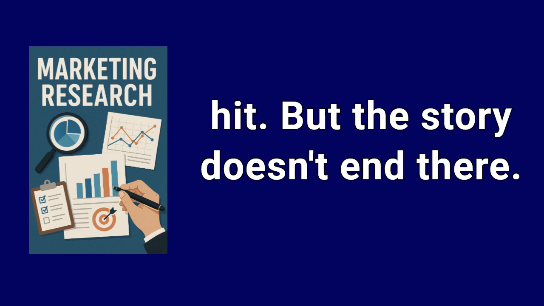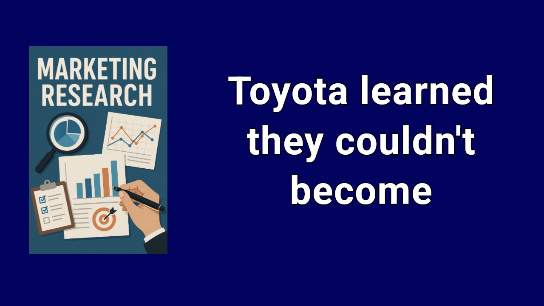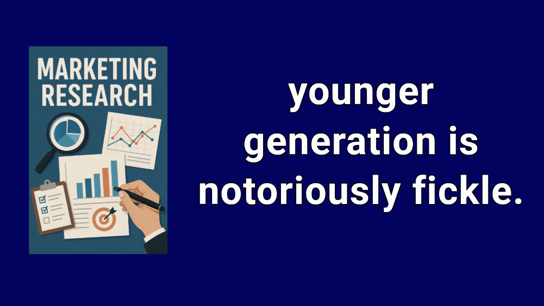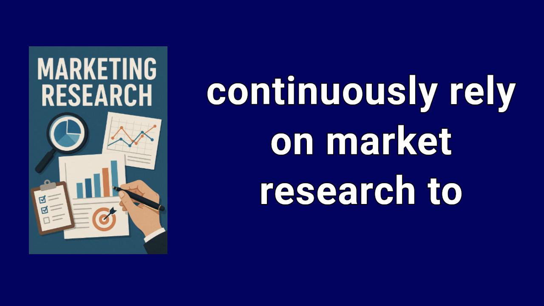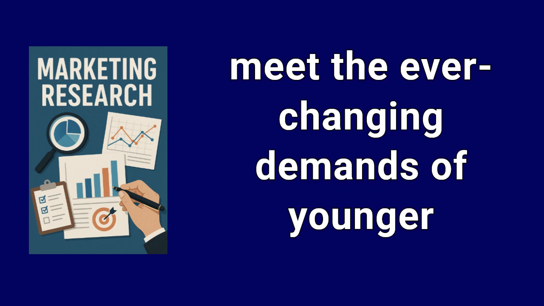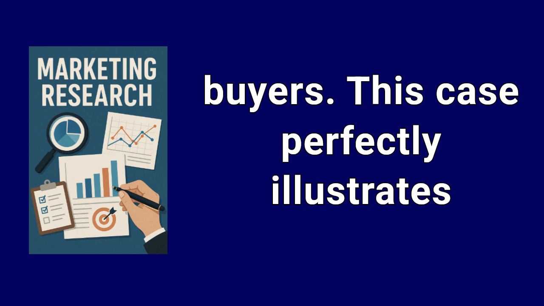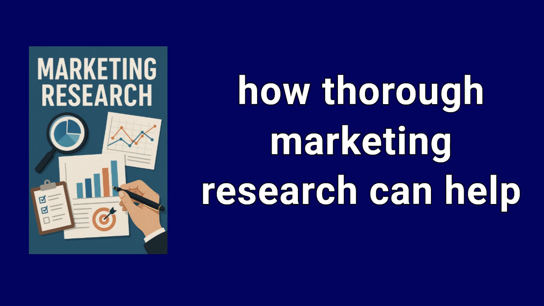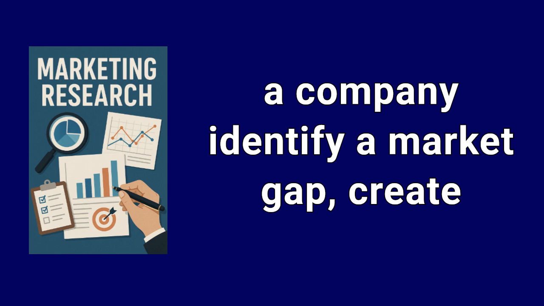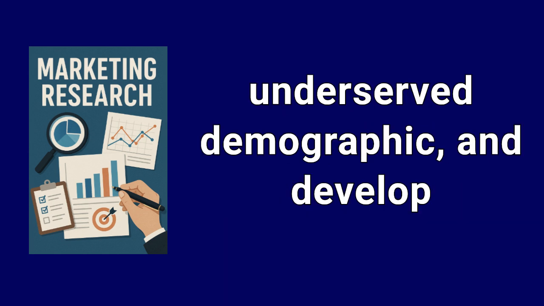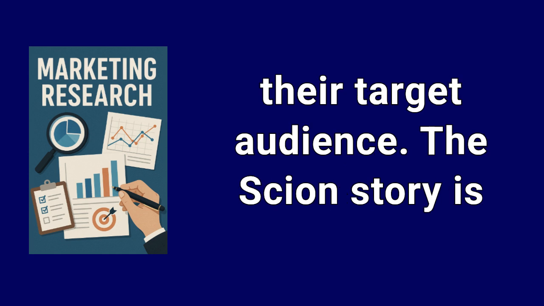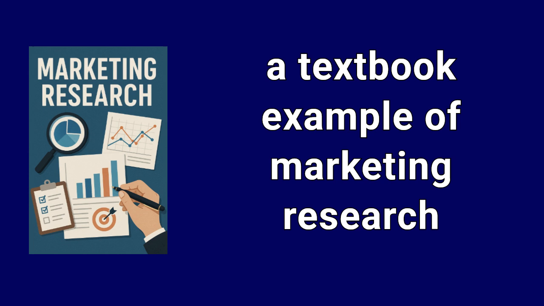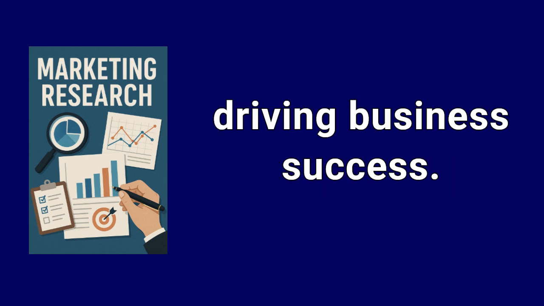But the story doesn't end there. Toyota learned they couldn't become complacent with their success. The younger generation is notoriously fickle, meaning Scion and Toyota needed to continuously rely on market research to meet the ever-changing demands of younger buyers. This case perfectly illustrates how thorough marketing research can help a company identify a market gap, create products specifically designed for an underserved demographic, and develop marketing strategies that resonate with their target audience. The Scion story is a textbook example of marketing research driving business success.